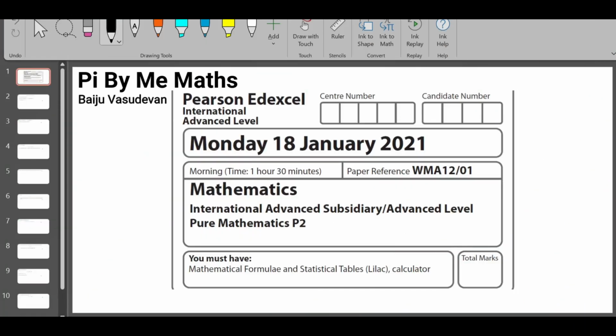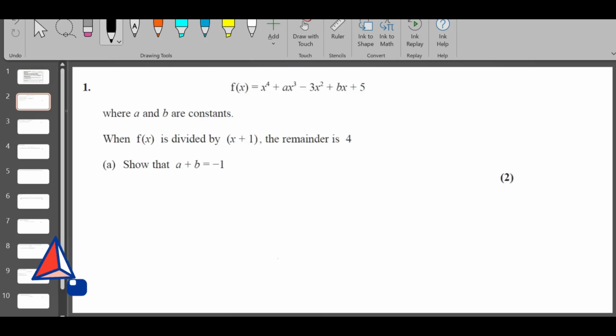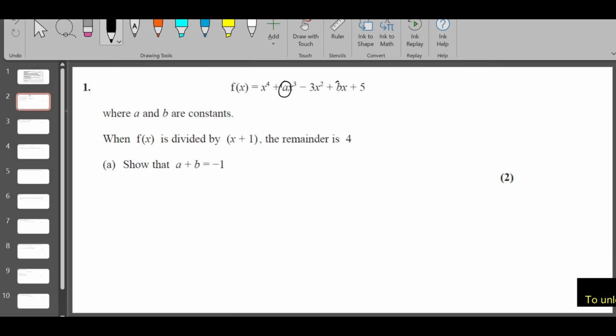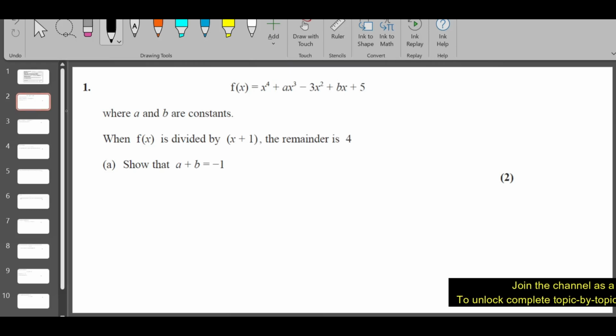This is by Devan. Here we are solving the January-February 2021 Pure Math 2 paper. Let's look at question number 1. We have a function f of x given. There are missing constants a and b here.